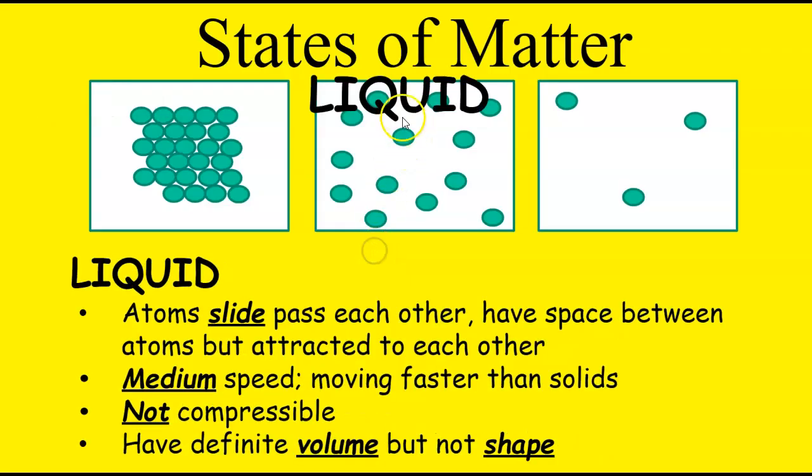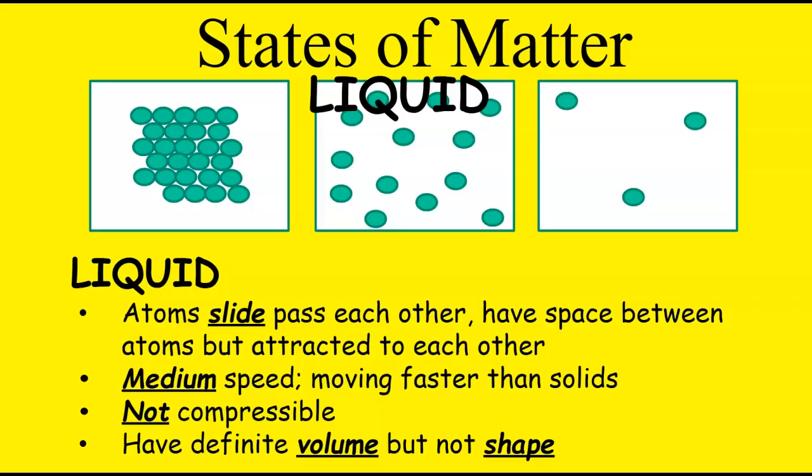For a liquid, this is an example of what a liquid would look like as its particles. They have space in between the atoms that are attracted to each other, so they slide past each other. They have a little bit more space, as you can see, compared to a solid, and in terms of their speed, they move at a medium speed, a little bit faster than a solid.